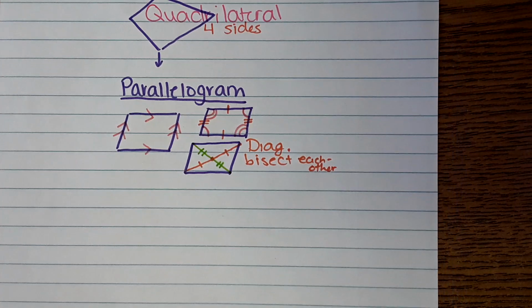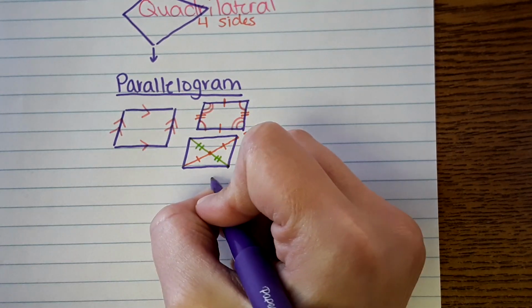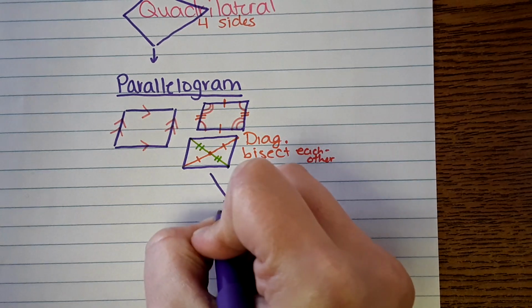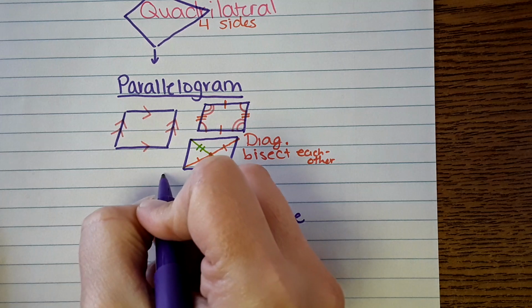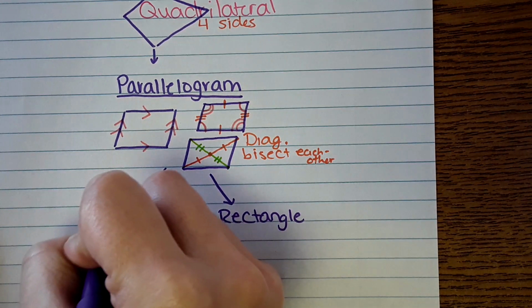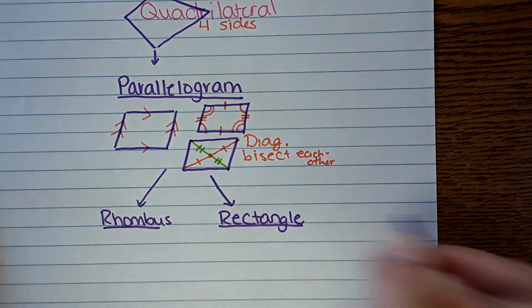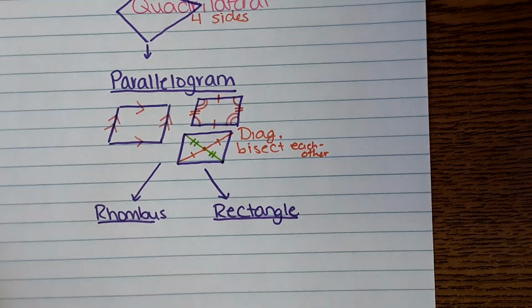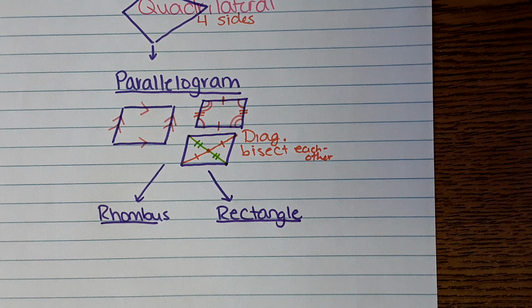Okay, so now we're going to break into what we're focusing on today. We're focusing on rectangles, rhombuses, rhombi, and squares. So parallelogram has two babies. One is called a rectangle, and the other baby is called a rhombus. We're going to focus on rectangle first just because it's more familiar.